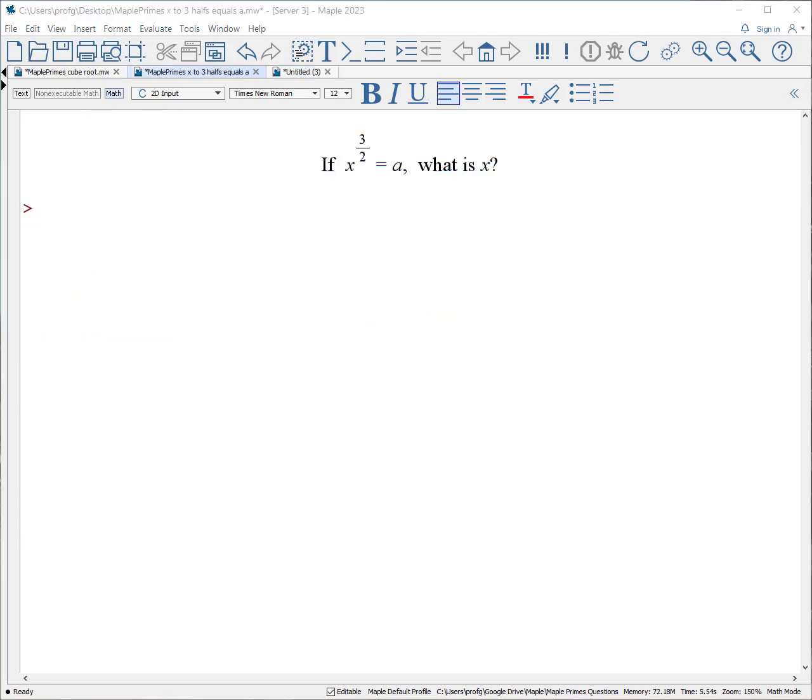Here's another problem that appears to be obvious. If x to the 3/2 is equivalent to a, what must be x? Well, x has got to be 2/3 of a. Is that the only solution? Is that the only value x could be? Let's find out. Okay, as expected, this would involve imaginary numbers. So again, I'm going to reset the imaginary unit element to little i. I prefer it. It's much more readable.